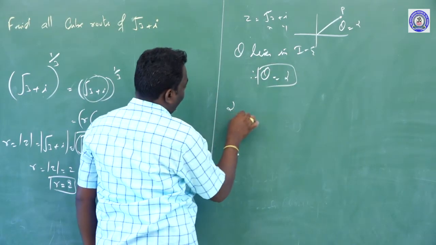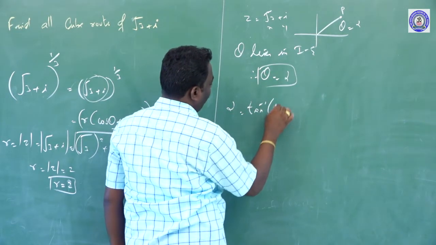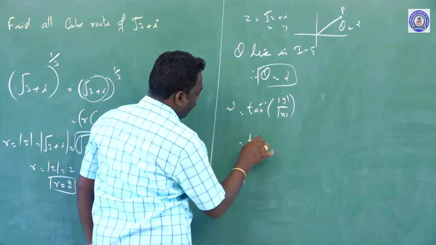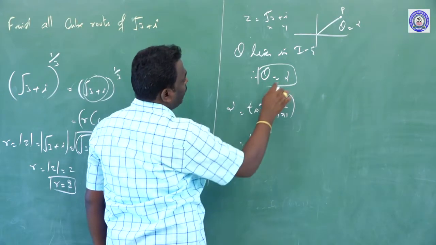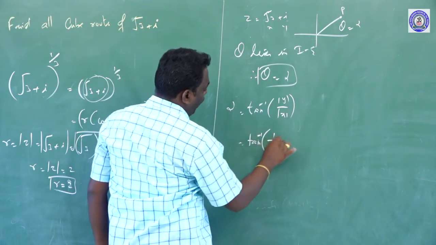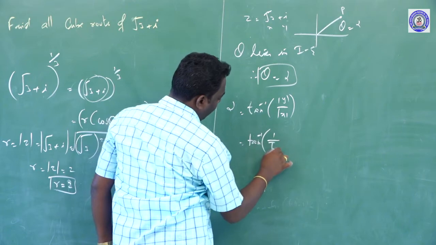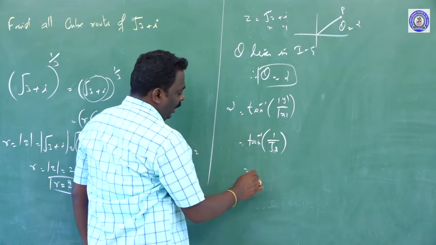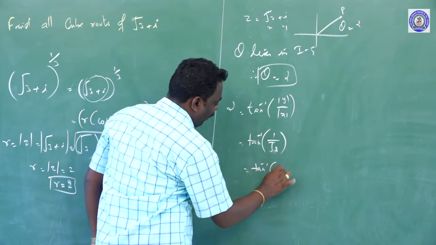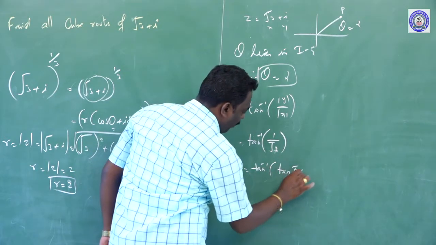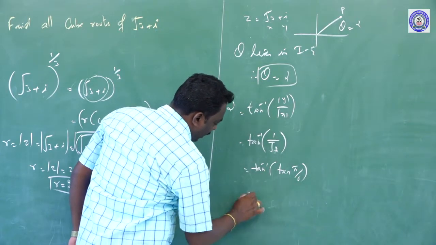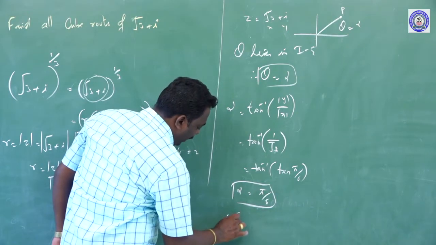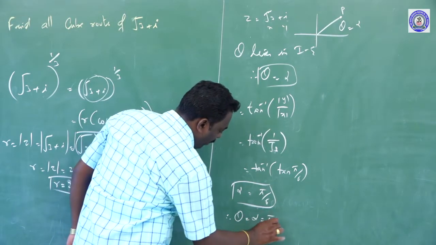Now find alpha, which is equal to tan inverse of modulus of y by modulus of x. That is tan inverse of the modulus of y, which is 1, by x, which is root 3. That is tan inverse of 1 by root 3, which is tan inverse of tan 30 degrees, that is pi by 6. So alpha is pi by 6. Therefore theta is equal to alpha, which is pi by 6.